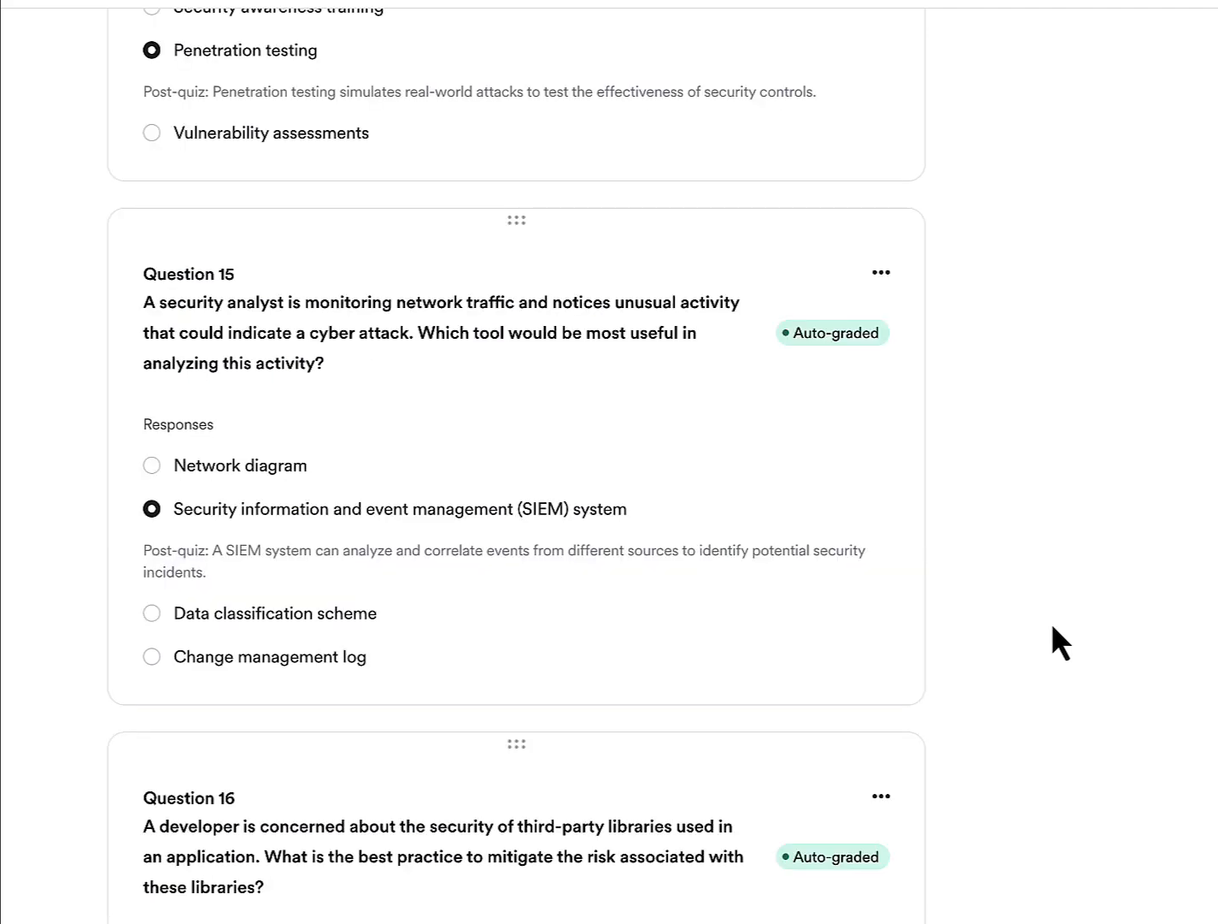Question 15. A security analyst is monitoring the network traffic and notices unusual activity that could indicate a cyber attack. Which tool will be the most useful in analyzing this activity? A, a network diagram. B, a security information and event management system, a SIEM. C, data classification schema. Or D, a change management log.